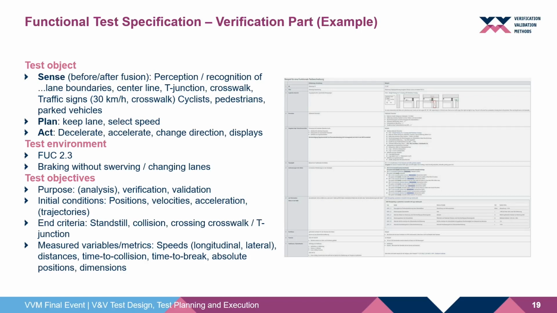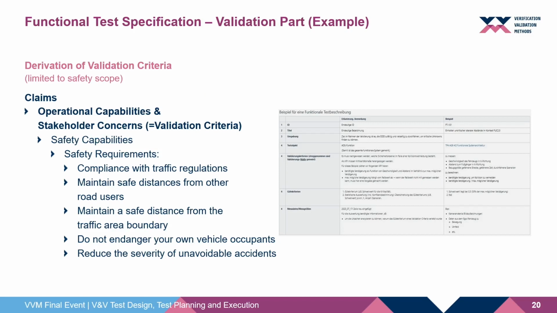In a similar way, for the validation part, we also set up this kind of a test specification, but you see one of the main differences here is that if we limit this down to the safety scope, what we are doing in the project VVM, then here the so-called stakeholder concerns are the main criteria for the validation, meaning that we are on the vehicle level, on the functional level, and we are interested in how far is the entire system capable of the stakeholder concerns that we have written down before.